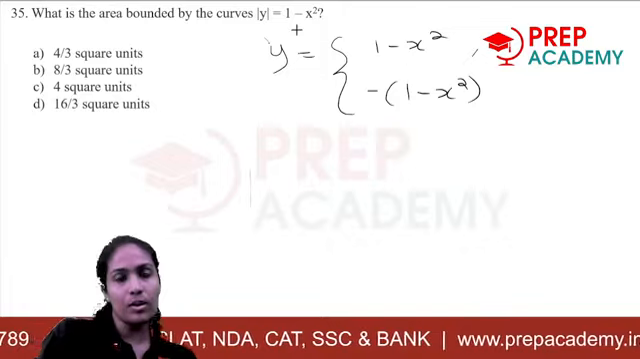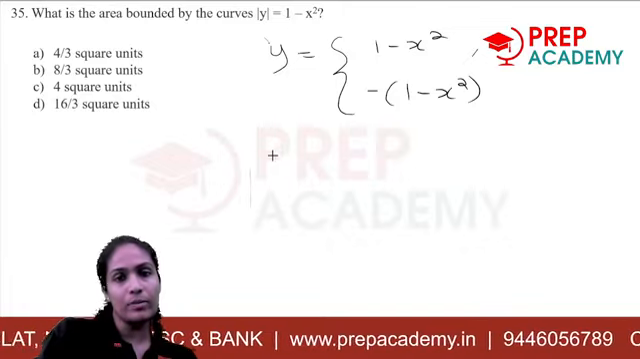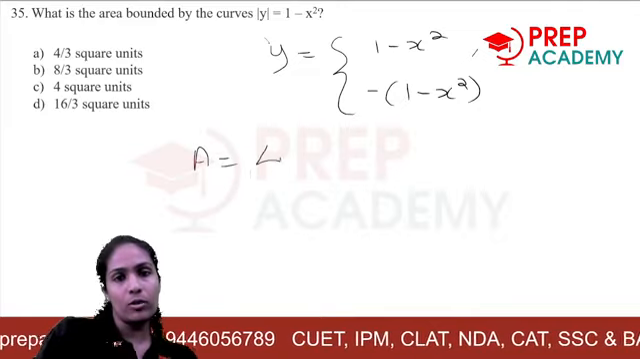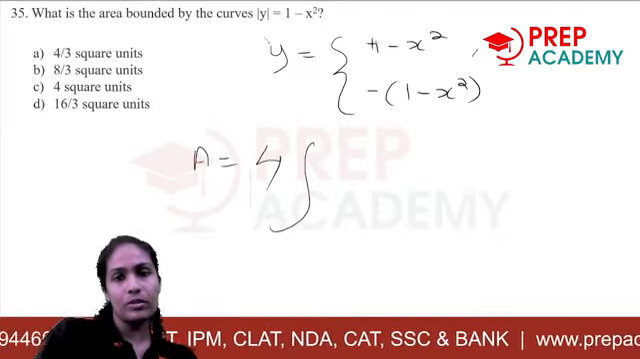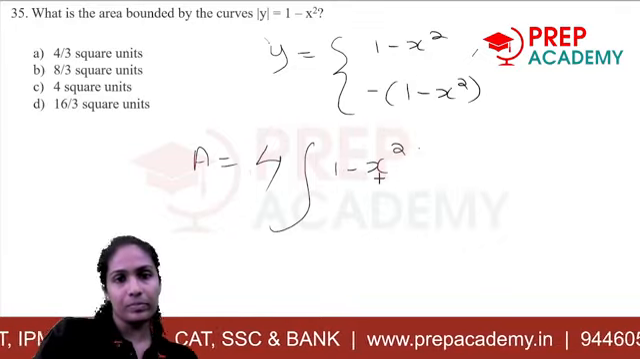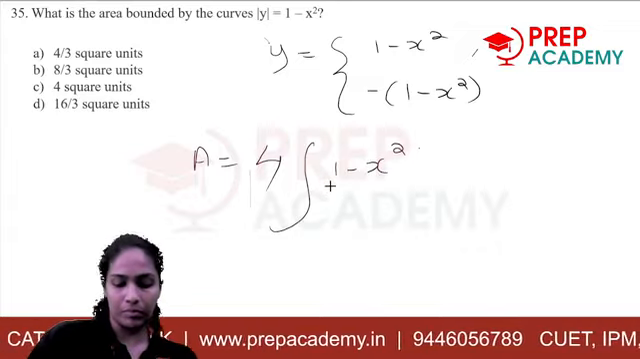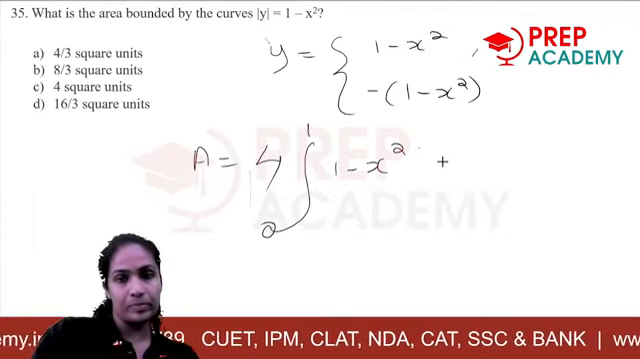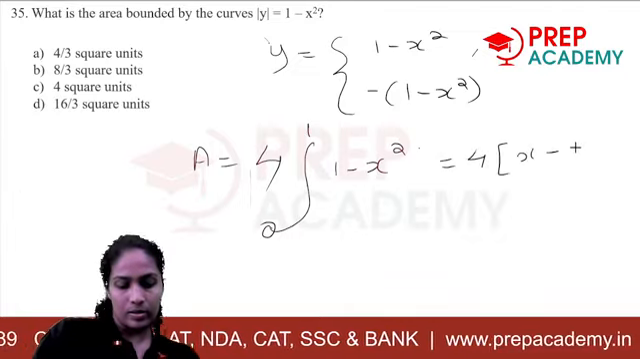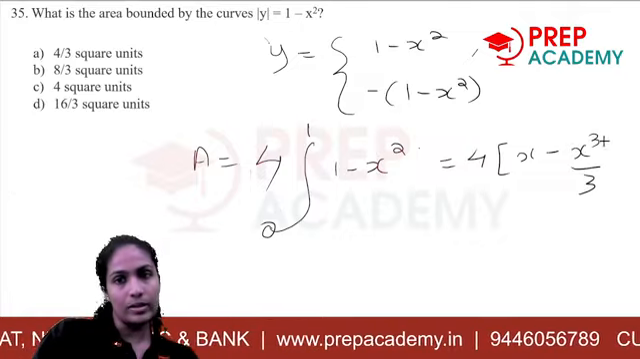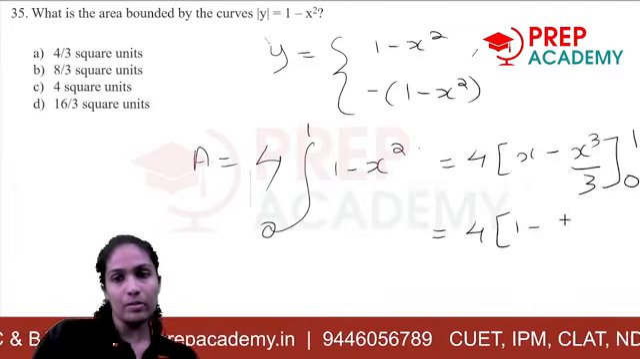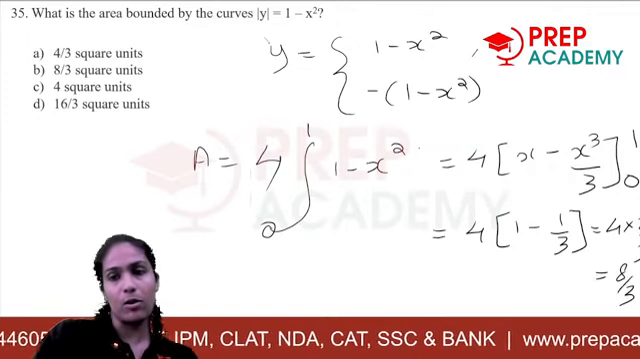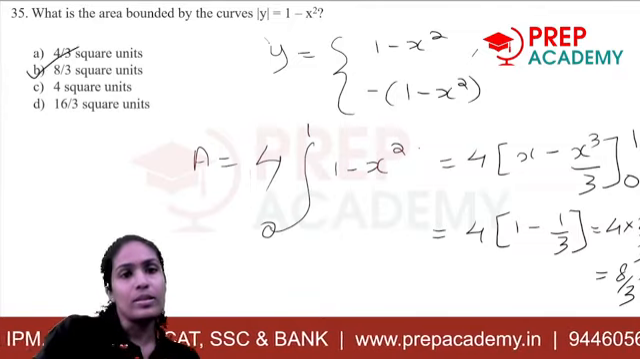This is also a parabola, but since there are two functions, the parabola is divided into four quadrants. So area is equal to 4 into the integral of this function 1 minus x square, and the limit is from 0 to 1. This is 4 into x minus x cube by 3, the limit 0 to 1. 4 into 1 minus 1 by 3 is equal to 4 into 2 by 3, which is equal to 8 by 3 square units. Option B is the correct answer.